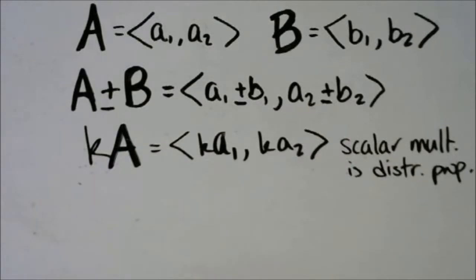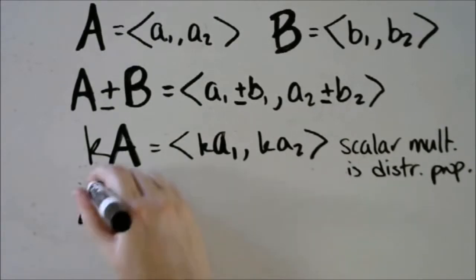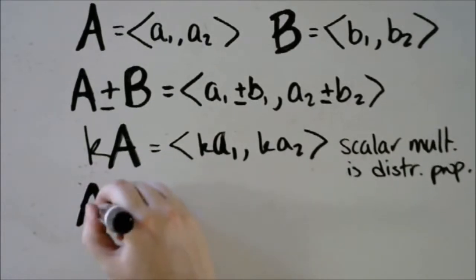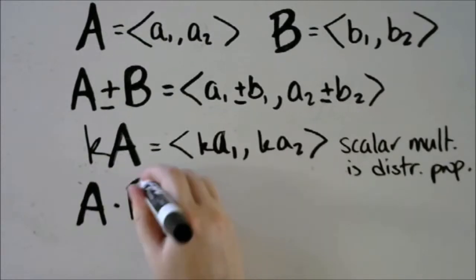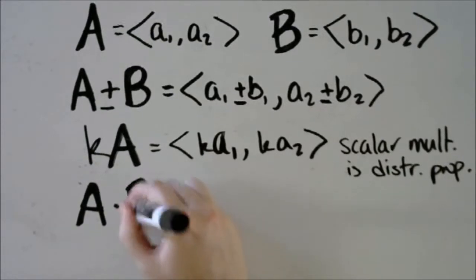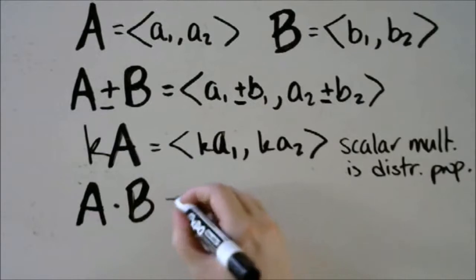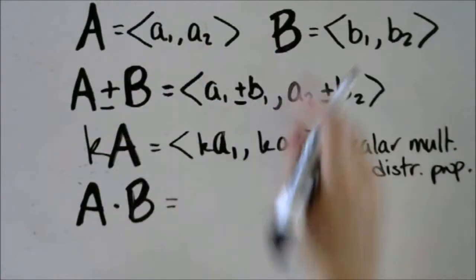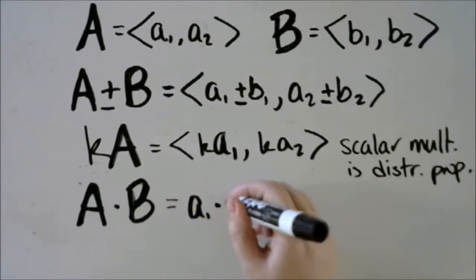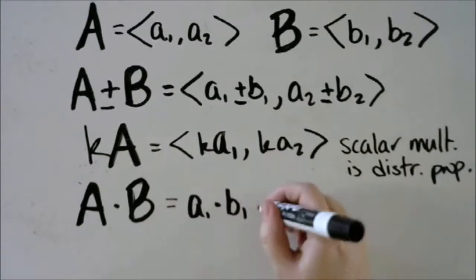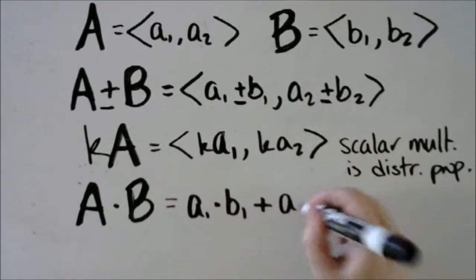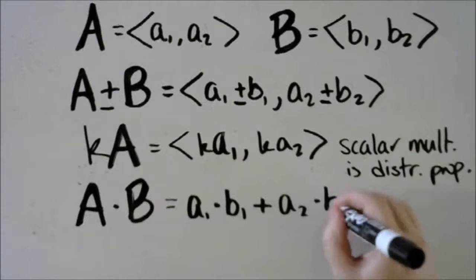The last type of multiplication we need to define is the dot product. And so the dot product is notated with a dot. And to find the dot product, you need to take the product of the horizontal components and add it to the product of the vertical components.